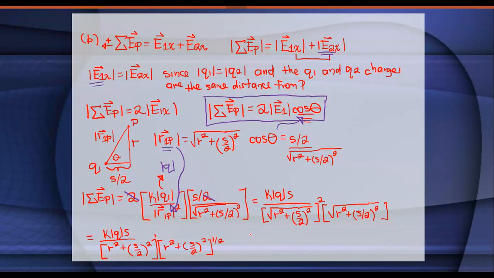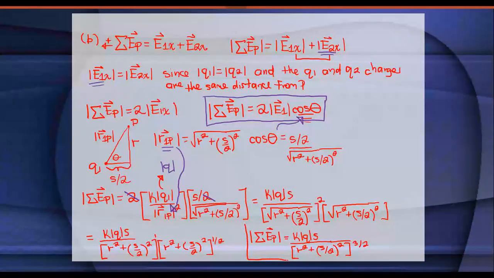Therefore, this is where we finally get our answer. The magnitude of the electric field at point P is equal to K times Q times S, all divided by R squared plus (S over 2) squared, and then we combine those exponents. 1 plus 1/2 would be 3 over 2.